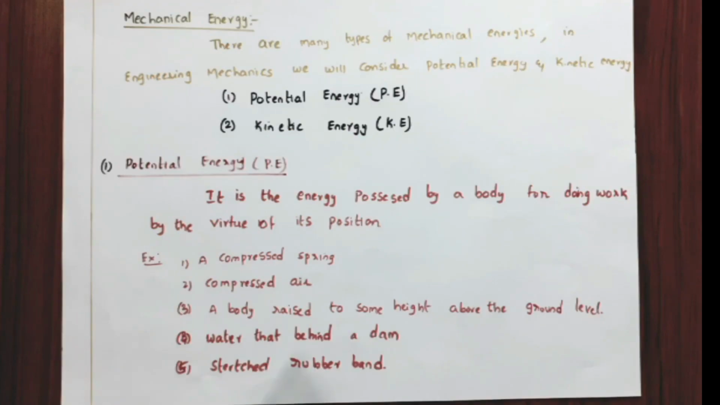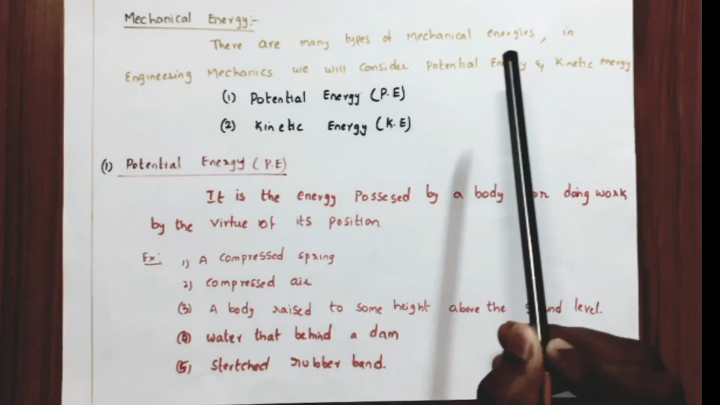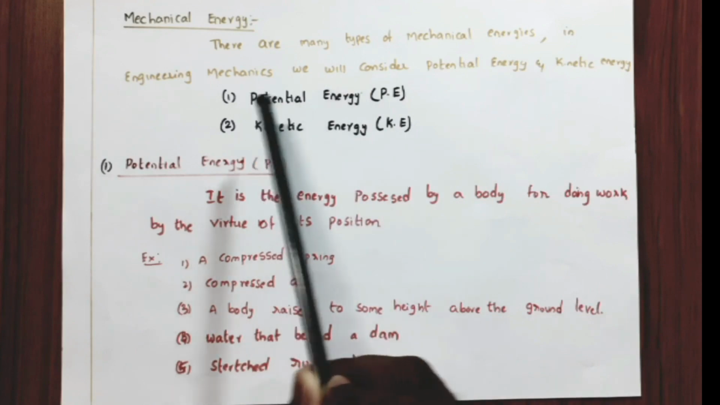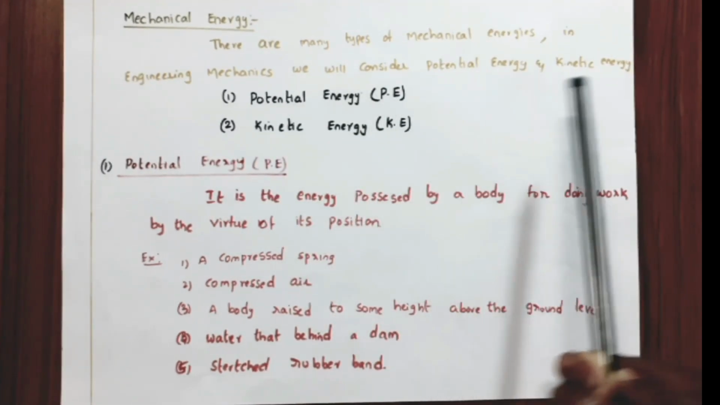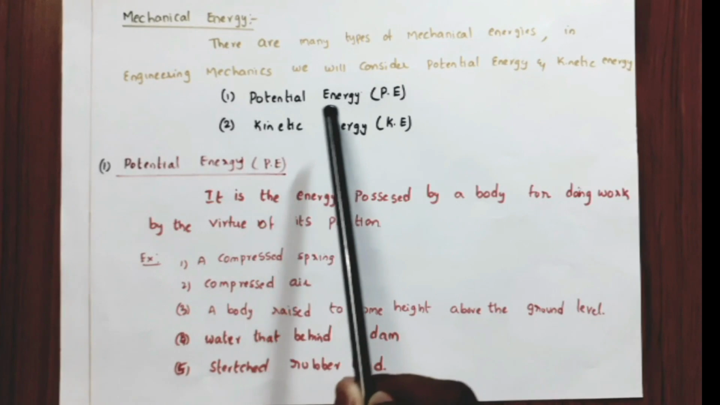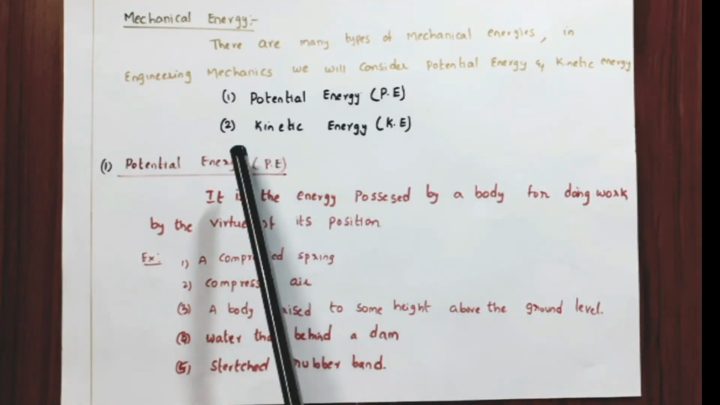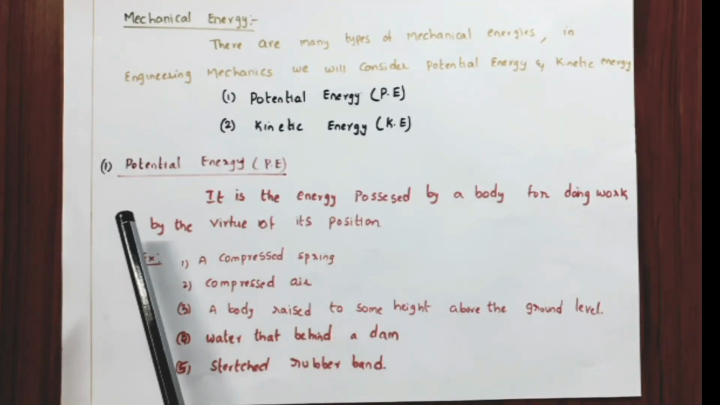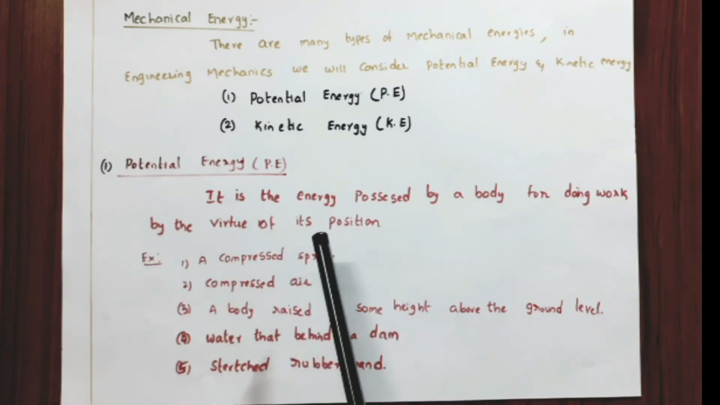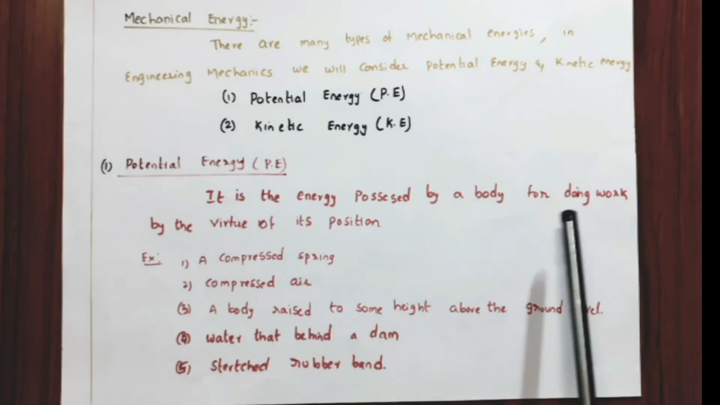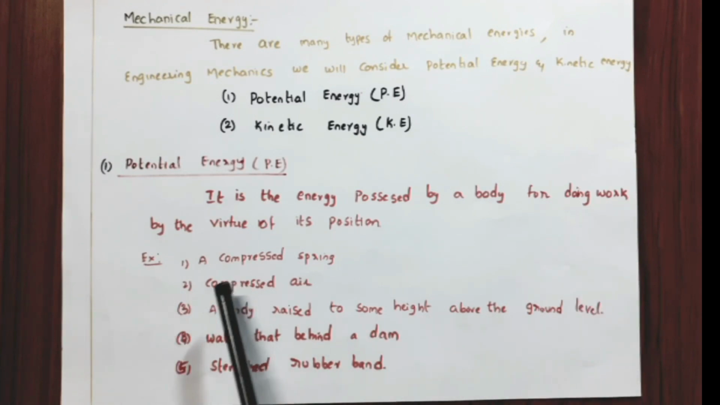There are many types of mechanical energy. In engineering mechanics we will consider potential energy and kinetic energy. The first one is potential energy, or PE. The second one is kinetic energy, KE. Potential energy is the energy possessed by a body due to its position. Examples: a compressed spring, compressed air, a body raised to some height above the ground level, water behind a dam, a stretched rubber band. These are examples of potential energy.